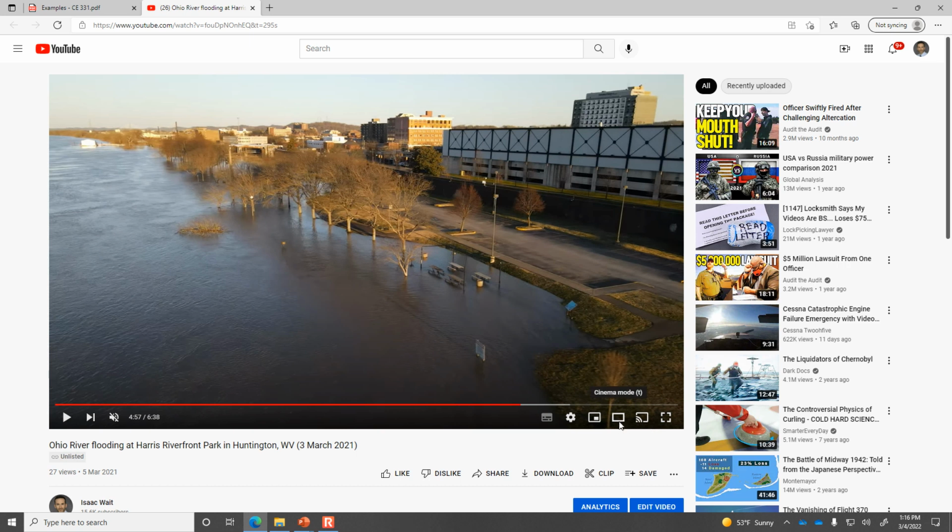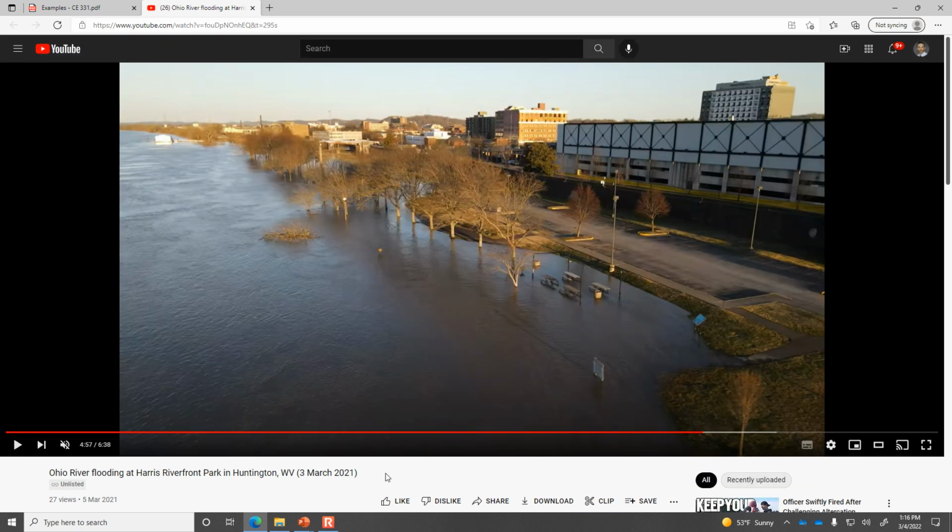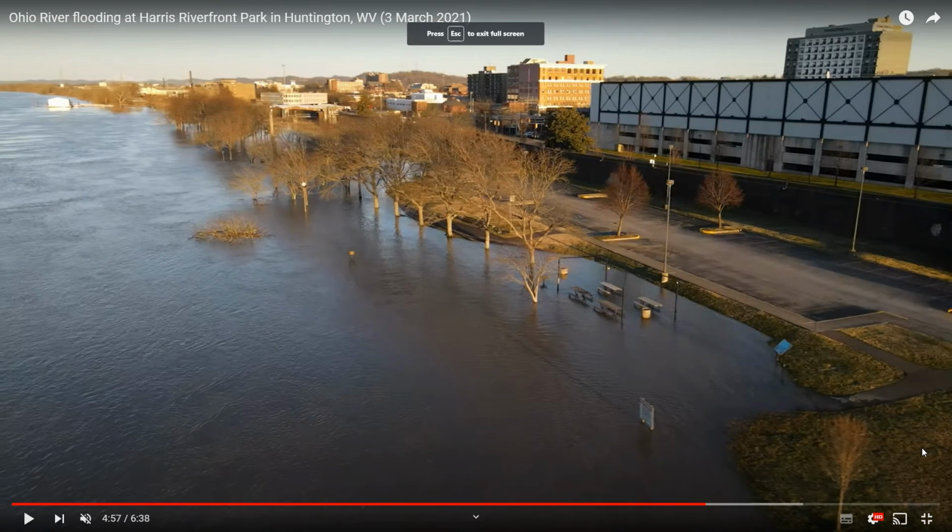And what we're looking at is Harris Riverfront Park here in Huntington. This is the movie theaters at Pullman Plaza, if you're familiar. Let me maximize this. Here's the Red Cross building. Here's the flood wall. So you can see that the water levels were a bit higher than usual a year ago.